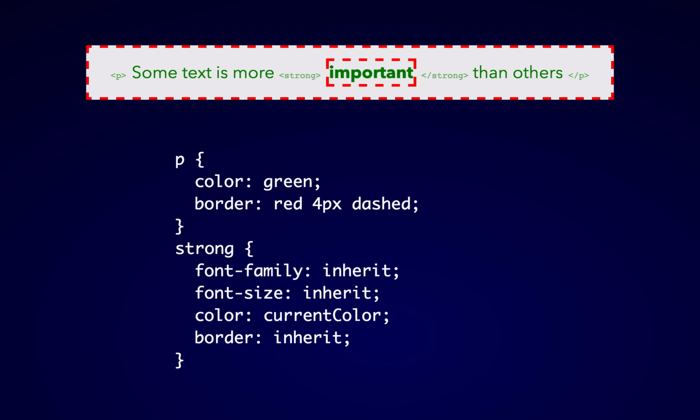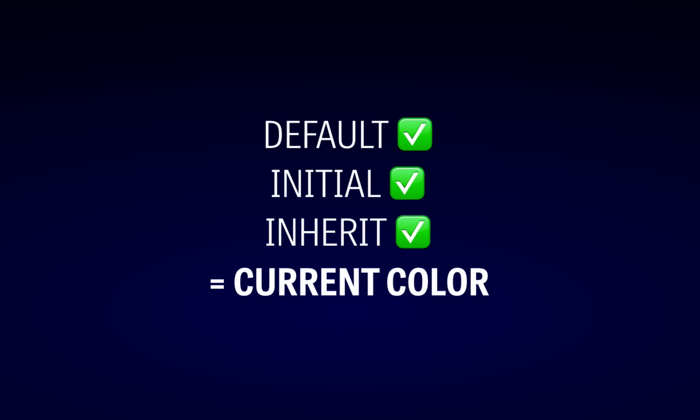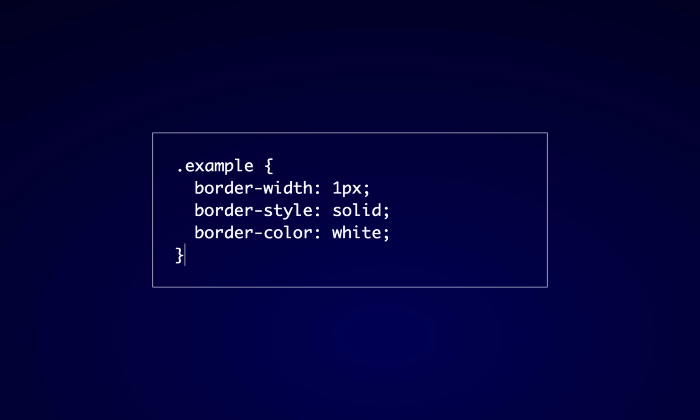It can make things a bit easier to keep consistent. So now we understand defaults, initial, and inherit in CSS, we can figure out currentColor. So let's go all the way back to the very first version of the CSS specification written in 1996. It was able to draw borders around elements, and it had 3 properties to control it.